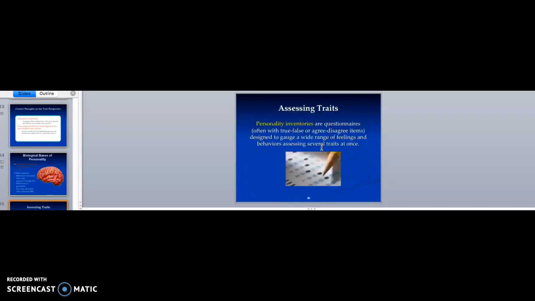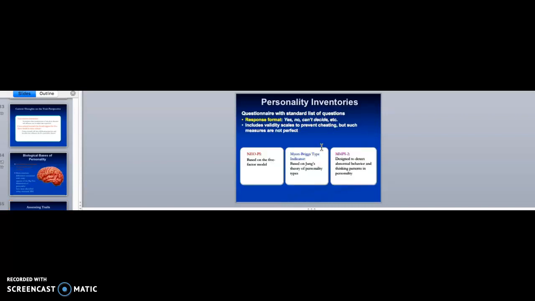How do we assess traits? So how would we measure a person's traits? We do so through personality inventories. They're basically long questionnaires, often with true-false questions or agree-disagree type of statements or items, designed to gauge a wide range of feelings and behaviors that assess several traits all at once. So here are some different kinds of personality inventories that exist: the Neo-PI, Myers-Briggs, and the MMPI.